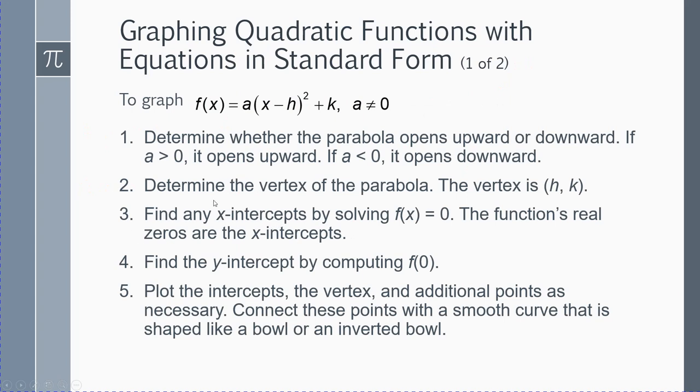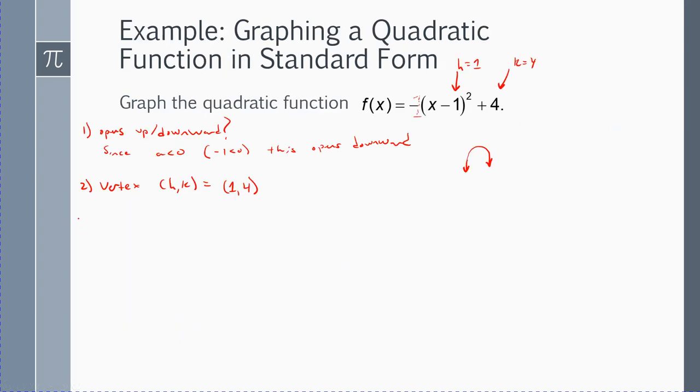The next thing you're going to do is find any x-intercepts, so where it crosses the x-axis. Okay, you're going to find them by solving f of x is equal to 0. So the function's real zeros, the solutions that are real numbers, are the x-intercepts. So look, I'm going to take this expression, negative (x minus 1) quantity squared plus 4, and set it equal to 0.